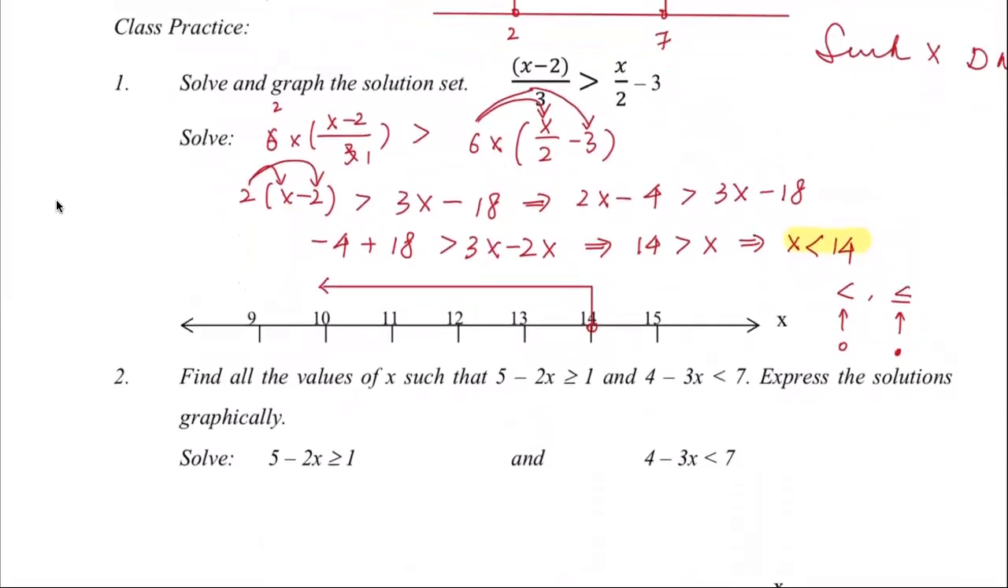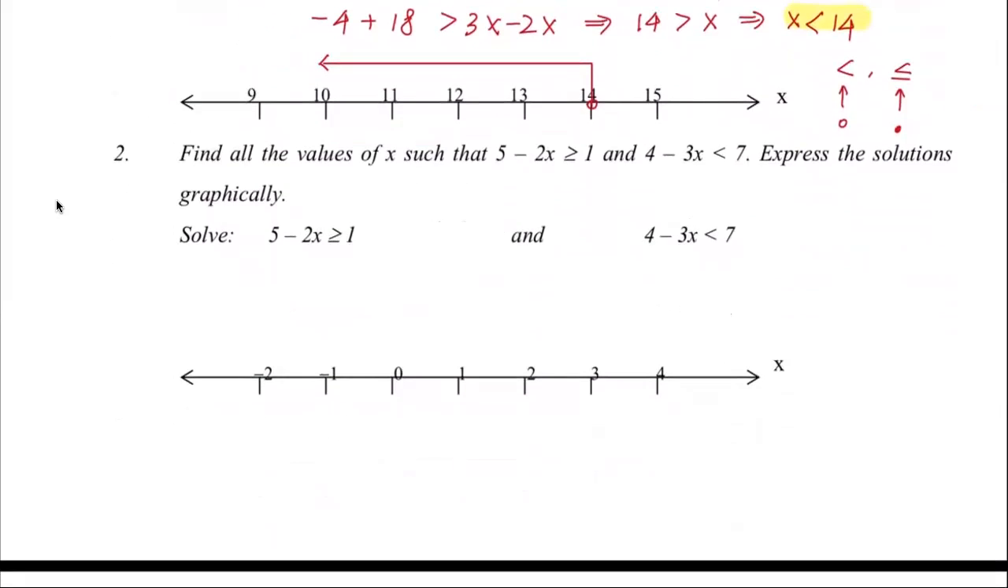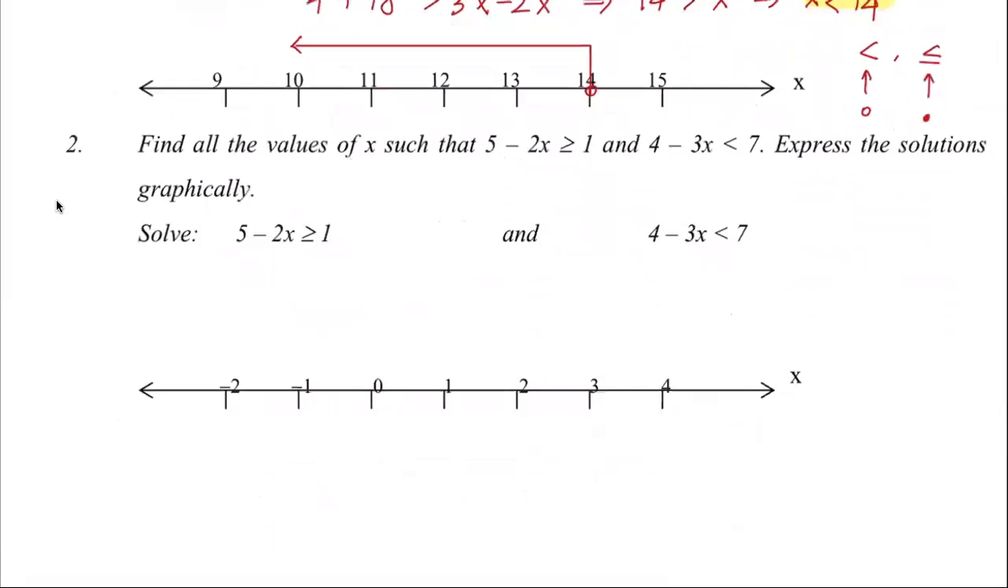Okay, let's look at number 2. Find all the values of x, such that 5 minus 2x is greater than or equal to, see, this has an equal sign, okay? Is greater than or equal to 1, and 4 minus 3x is smaller than 7. Express the solutions graphically. So here, there are a few things that we need to pay attention to.